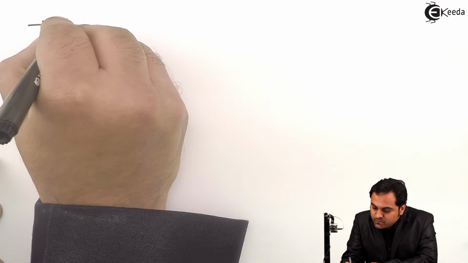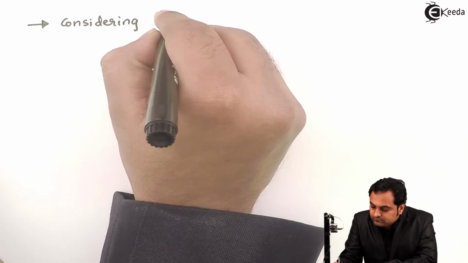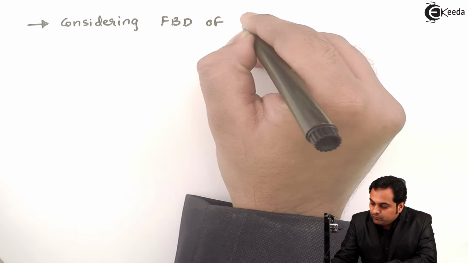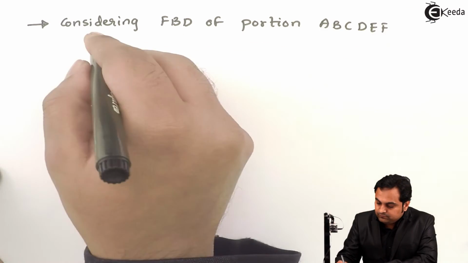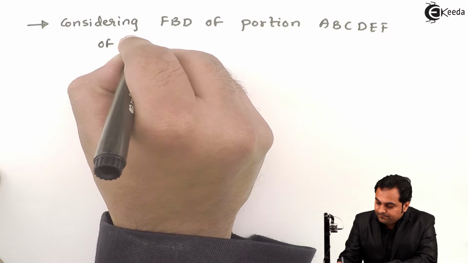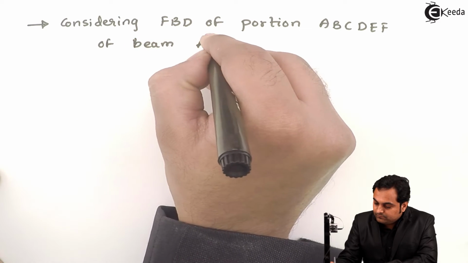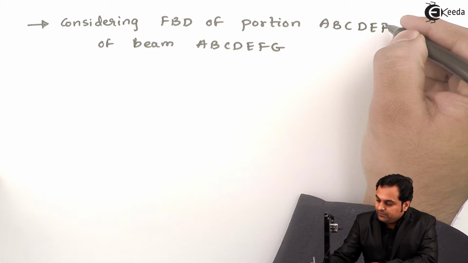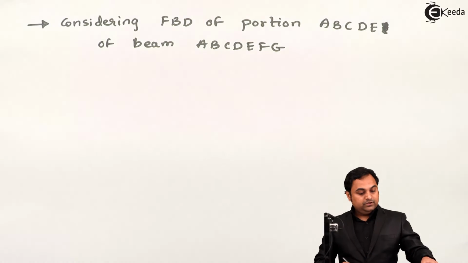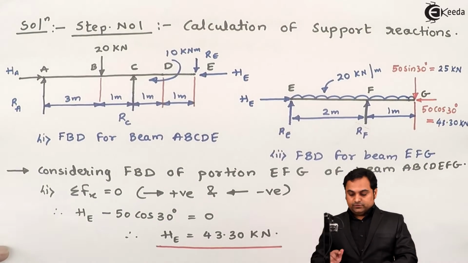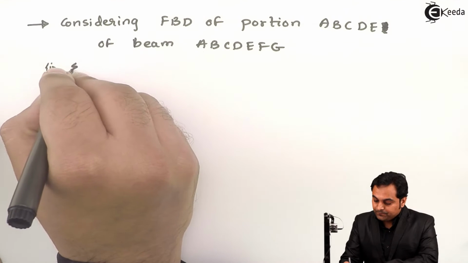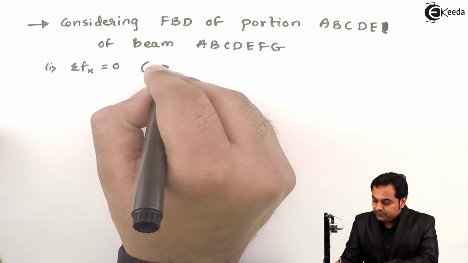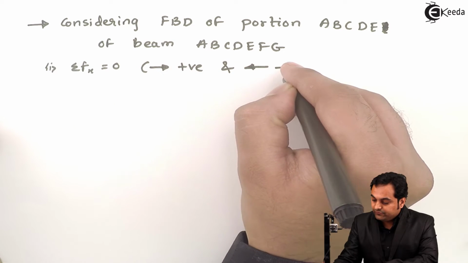So I'll write down considering FBD of portion ABCDEF of the beam, of the complete beam, and it will be only up to point E. Now here also horizontal reaction is present at A, at E, so I'll say that using the first condition of equilibrium, summation of Fx is equal to 0, rightward force is positive and leftward force negative.